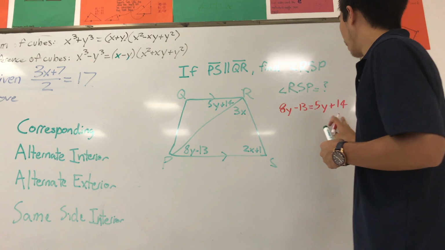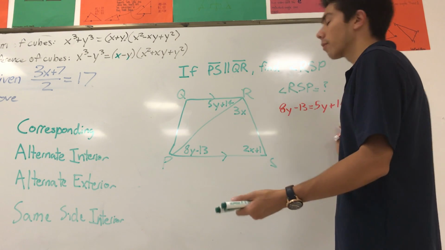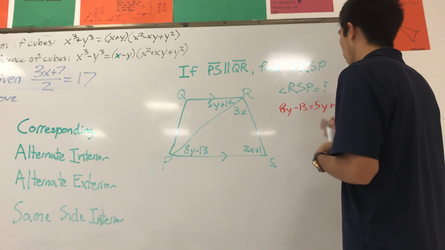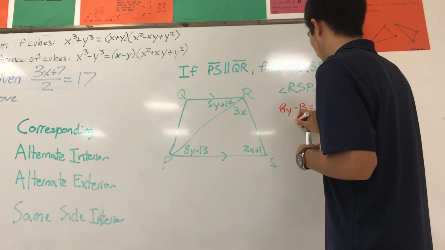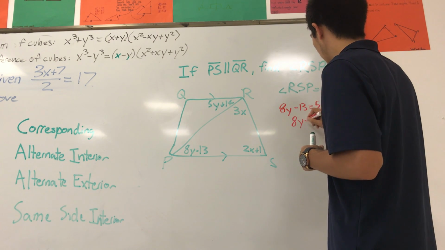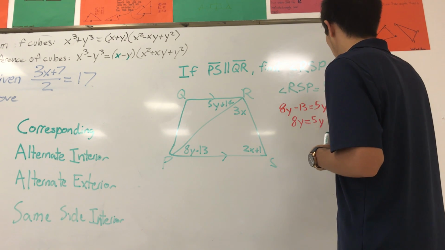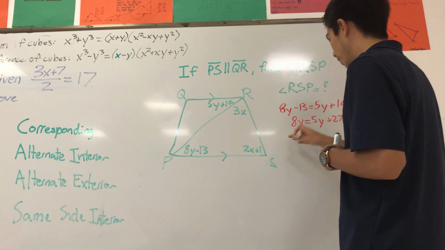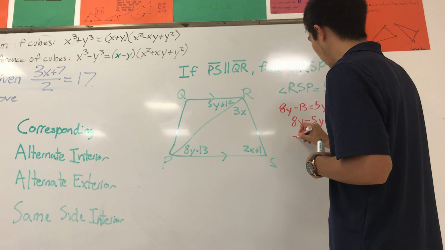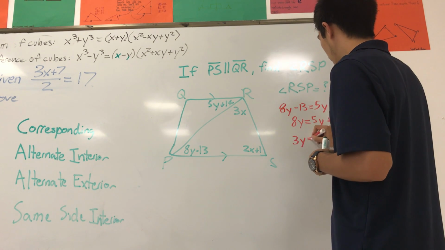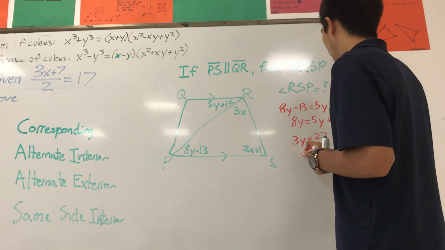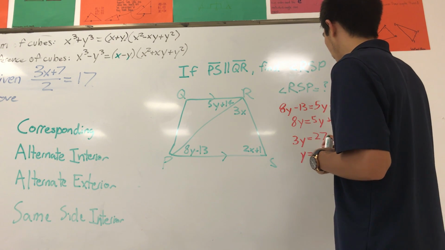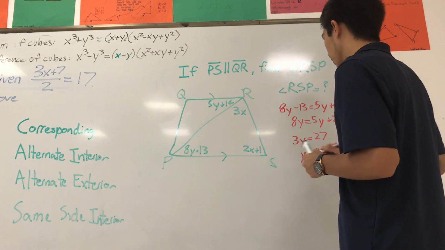Okay? Once I get here, we're going to do what we've been doing. We're going to start by solving for y. I'm going to add 13 to both sides. I get 8y equals 5y plus 27. I'm going to subtract 5y. If I subtract 5y from 8y, that leaves me with 3y equals 27. And dividing both sides by 3 gives me y equals 9.